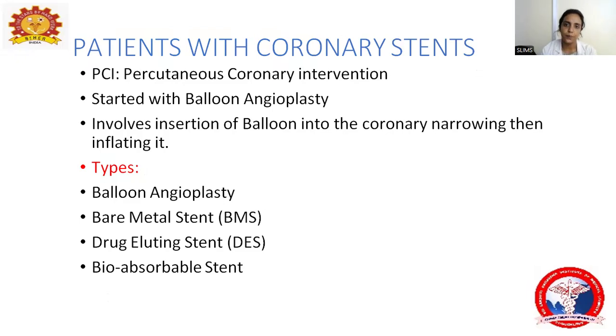Coming to the next topic, where a patient with a coronary stent has been posted for a surgery. Now, PCI is percutaneous coronary intervention. It started with balloon angioplasty. A balloon angioplasty involves insertion of a balloon into the coronary artery, wherever there is narrowing, and then you inflate it. Now, the types of PCI are balloon angioplasty, bare metal stent, drug-eluting stent, and bioabsorbable stent.